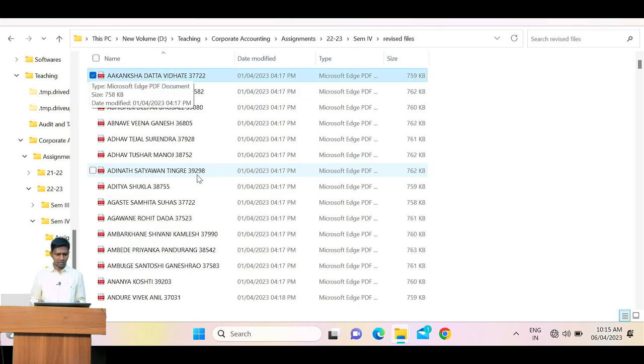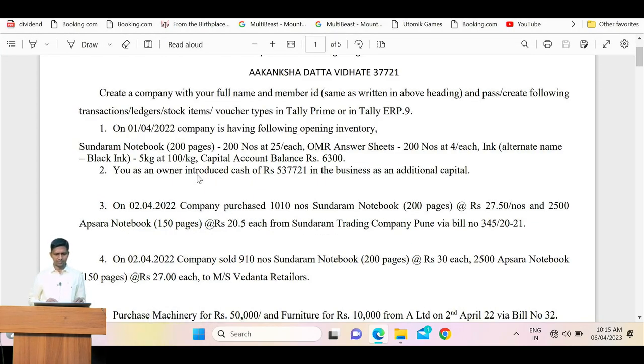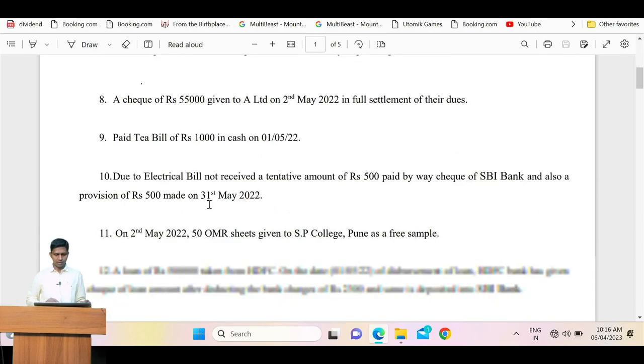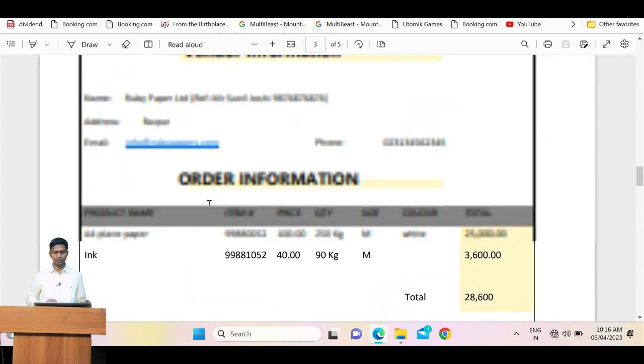This is Akanksha, I think. I will try to solve this assignment. Now let me first clarify what this assignment is all about, or what types of questions are there in this assignment. My dear students, let's see here. In all, how many entries do we have here? In all, we have 32 entries.